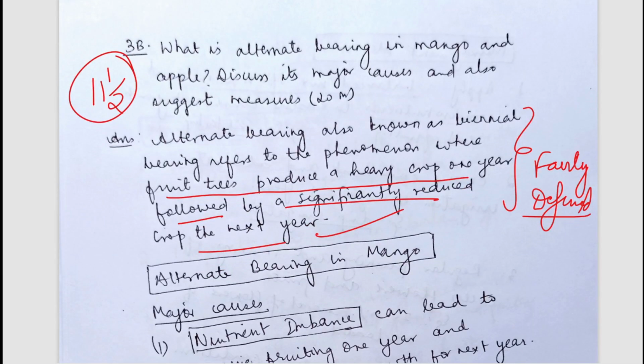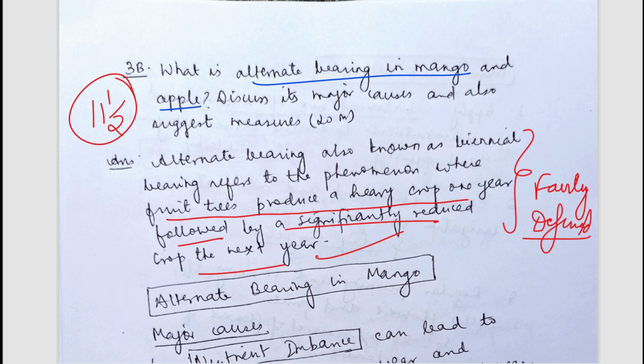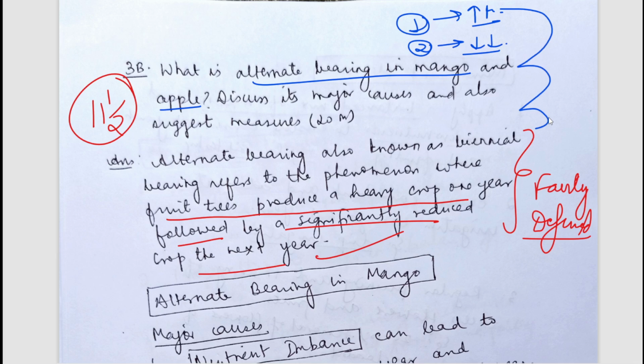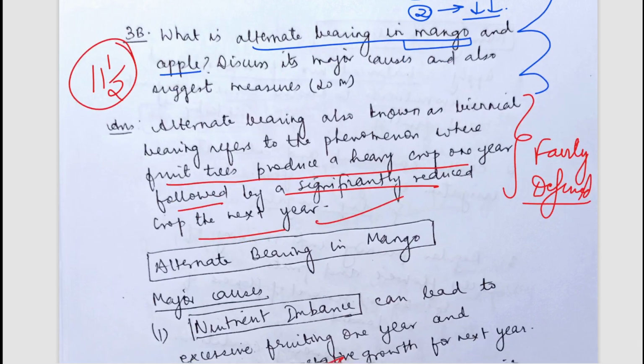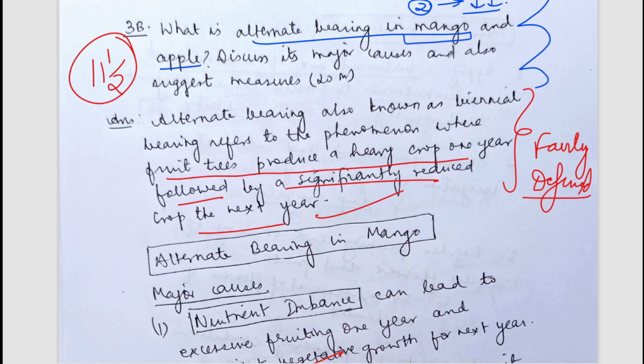So the next question is, what is alternate bearing in mango and apple? Discuss its major causes and also suggest the measures. So what is alternate bearing? In alternate bearing, you will see that in one year the production will be very high, in very good amount, and in the second year the production will be at lower levels. So you can see the production will be good in alternate years. Okay, so that is alternate bearing, and it is commonly seen in mango and apple. So alternate bearing has been defined.